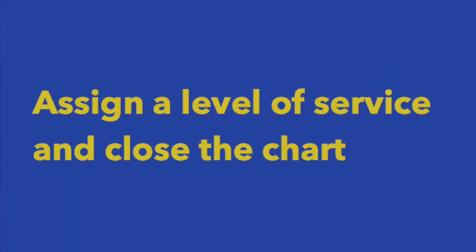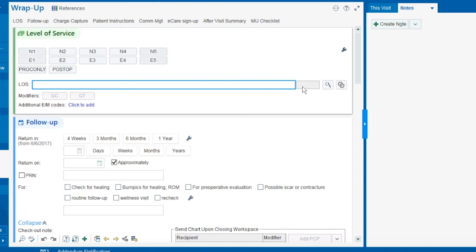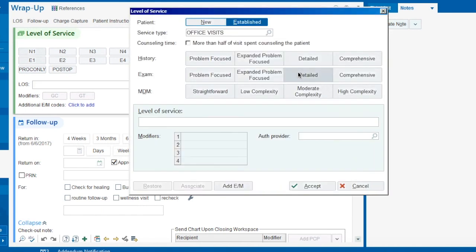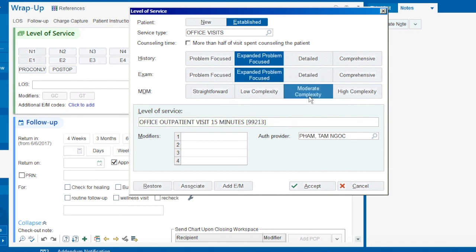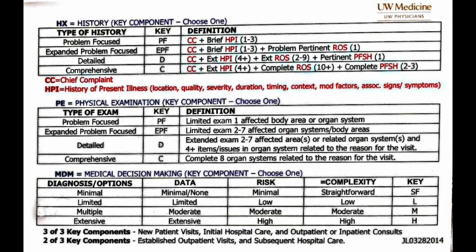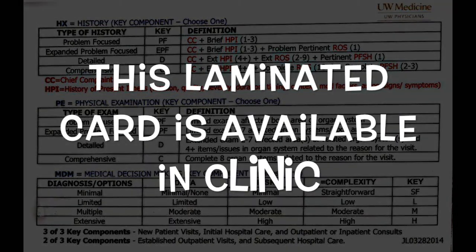To code the visit, under the Discharge tab, select Level of Service. Click Level of Service and a box will pop up to help you determine the level based on complexity of history, exam, and management. The components that define the level of complexity are summarized in this chart.